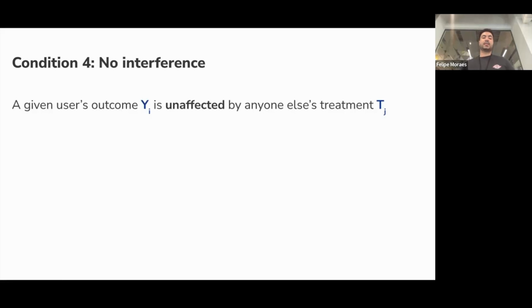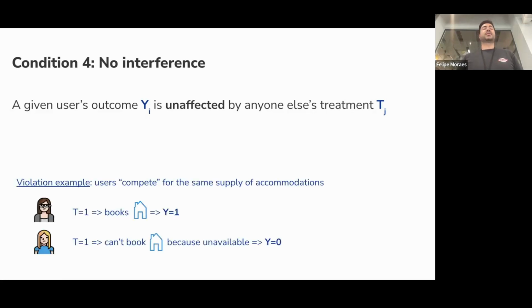And the last one is interference, and this is a nice one. It says that a user's outcome is not affected by others' treatment. An example of when this is violated is in booking: let's say you're booking a hotel, and the first user books one of these hotels, and after this, a second person wants to book it, and the hotel is not available anymore. All the rooms are sold out. All right, there's no more availability. So the outcome of the second user has changed because of the first user.